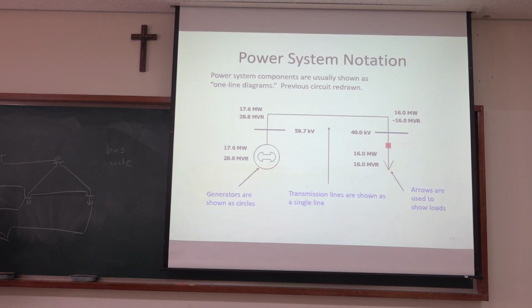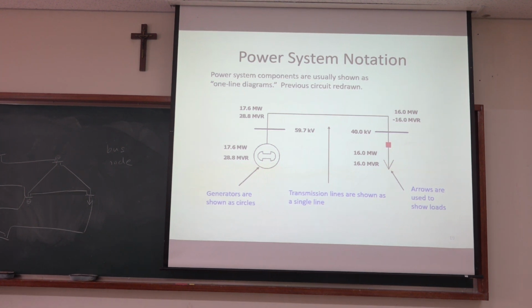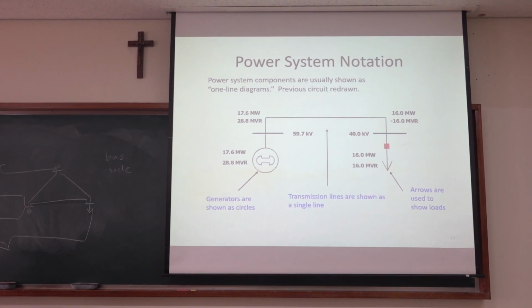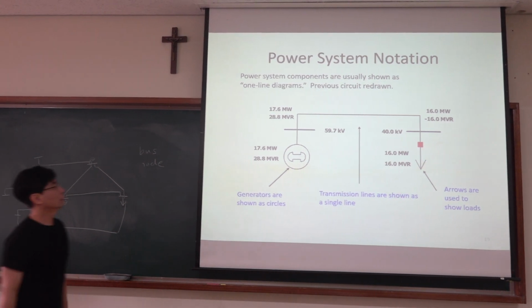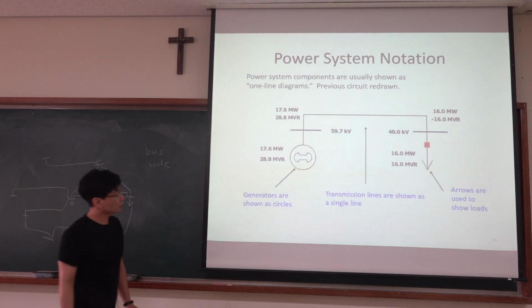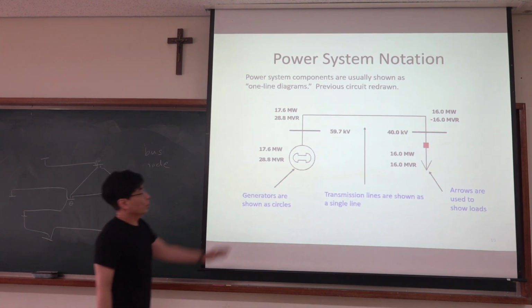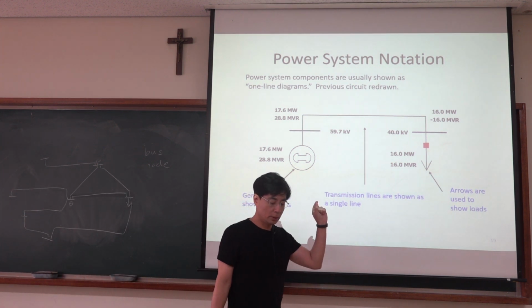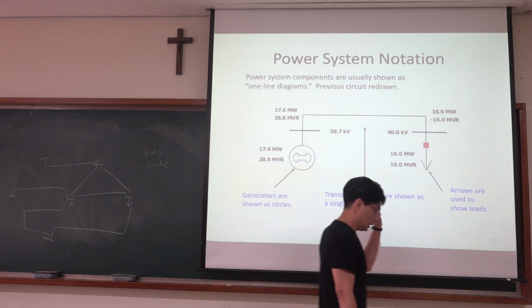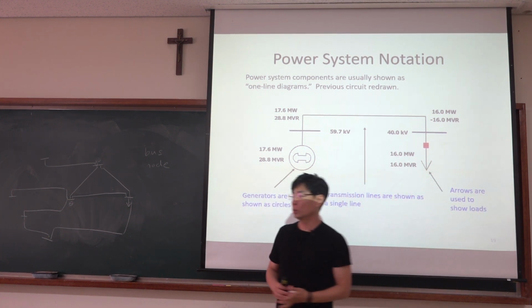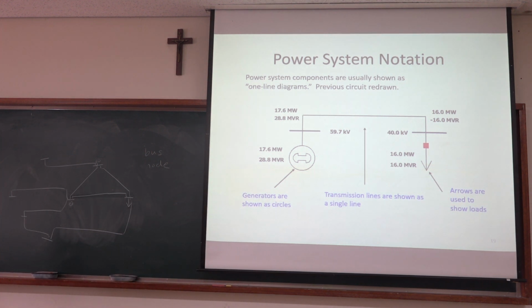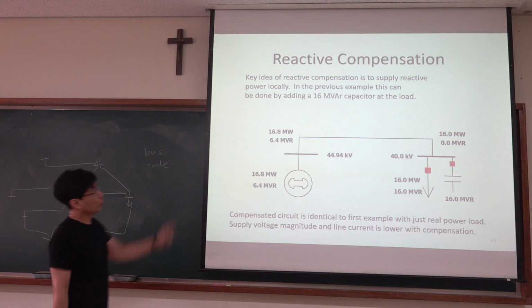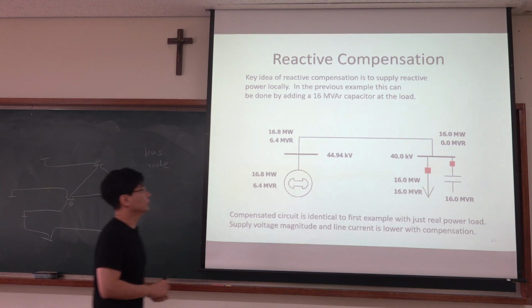But it has a corresponding physical circuit diagram as well. You should be able to imagine that, but you don't need to do that all the time because this is simpler. What we want to do here is put a capacitive load here to improve power factor. Okay, so let's see how we can do that. That is called reactive compensation.